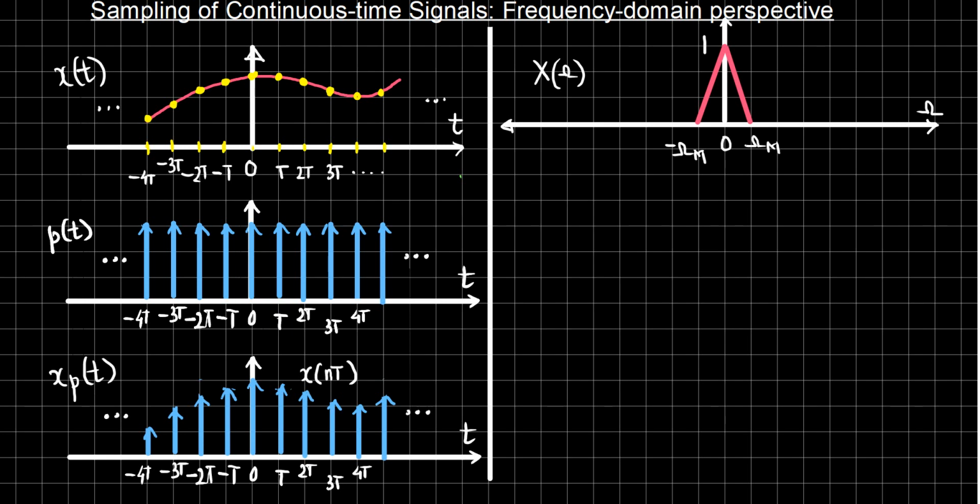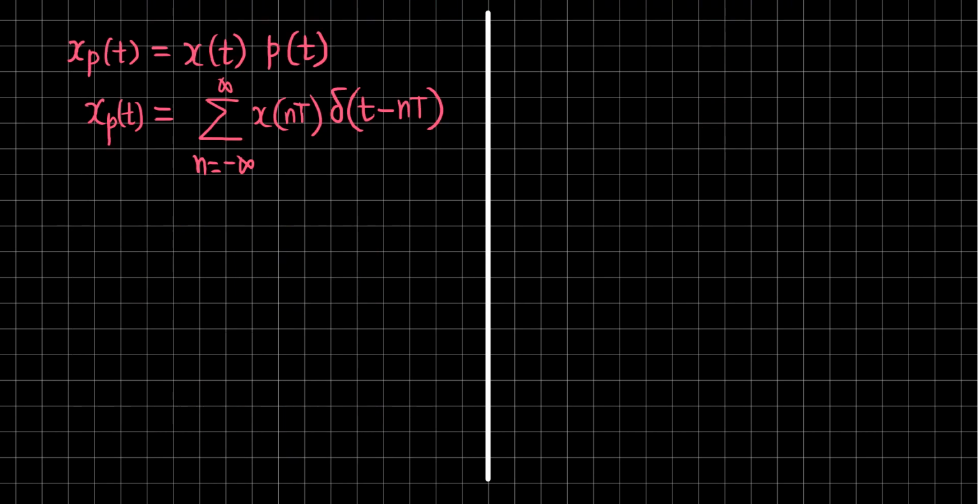So its fundamental period is capital T. We know from previous lectures that to find the Fourier transform of a periodic signal, we first need to know the Fourier series coefficients of that periodic signal. We were at a point where we need to calculate the Fourier transform of p of t, so I'm writing the Fourier transform of p of t.